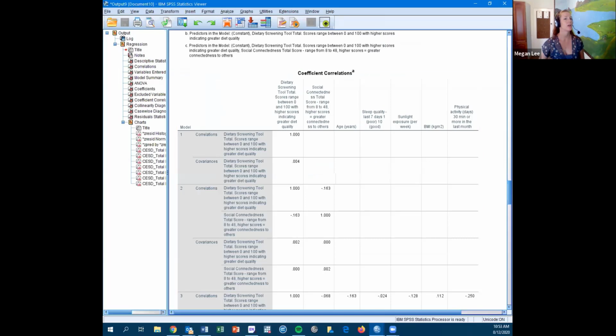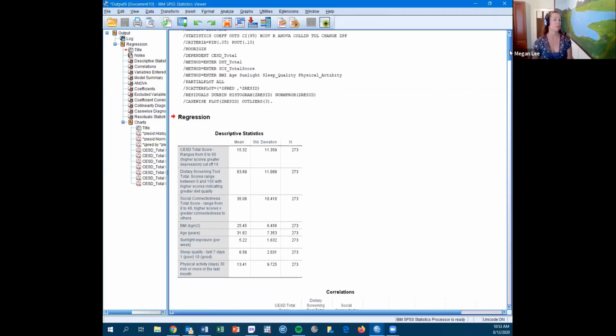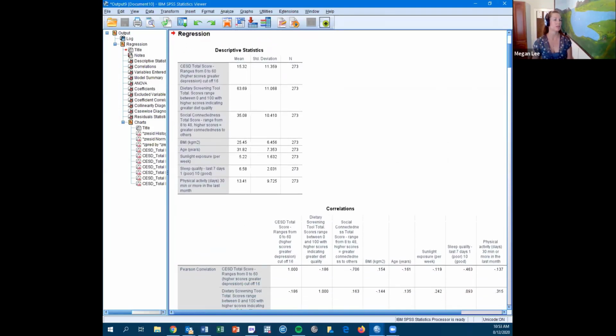So here is our regression output. The first box that we're given is just our descriptive statistics, exactly the same as what we found before. Our means, our standard deviations, and how many people were in our data set. Now, as you can see, it says 273 instead of 284. Why have we lost some people? Older people. So I removed 3, so that's still 276.